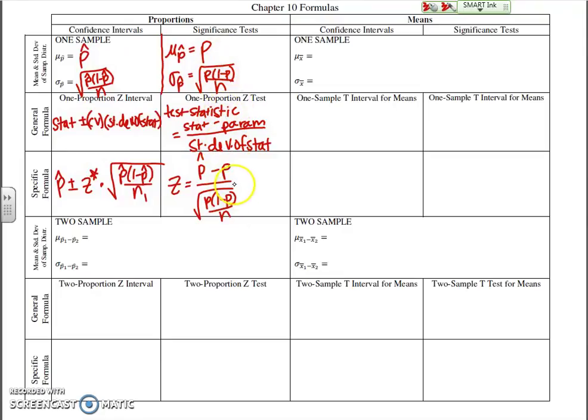This chapter, we transitioned to 2 sample. Remember, we're comparing distributions. And again, I'm going to split these because there's a slight difference between them.